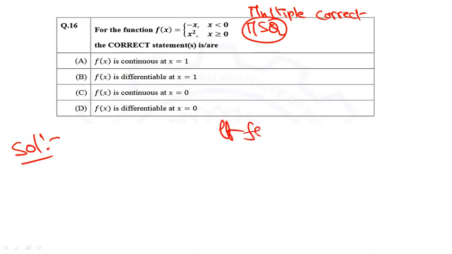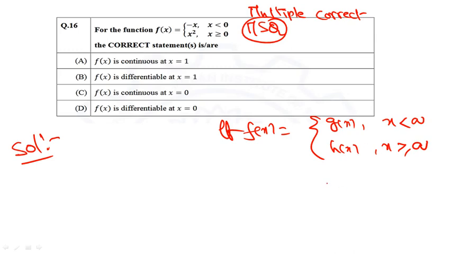If f of x is g of x for x less than a, and h of x for x greater than or equal to a, so it will be like that.